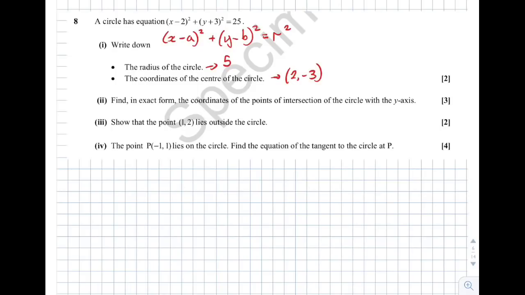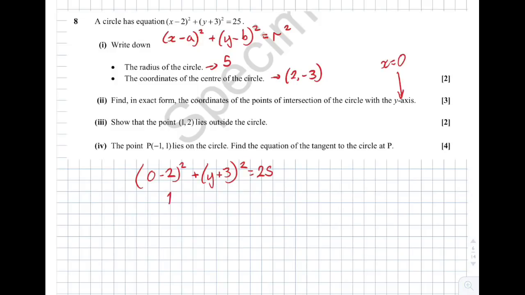Right, find, in exact form, the coordinates of intersection of the circle with the y-axis. Now you need to know if you hit the y-axis, that means x is 0. So let's sub x is 0 into the equation. So we're going to have 0 minus 2 squared plus y plus 3 squared equals 25. And then we've got to solve this.